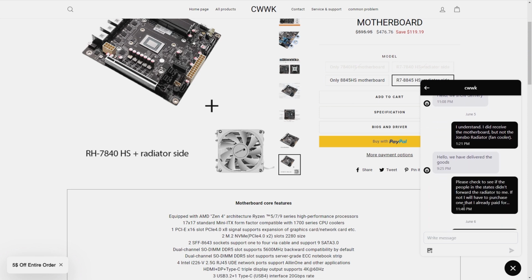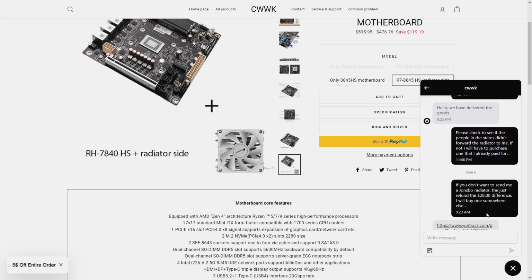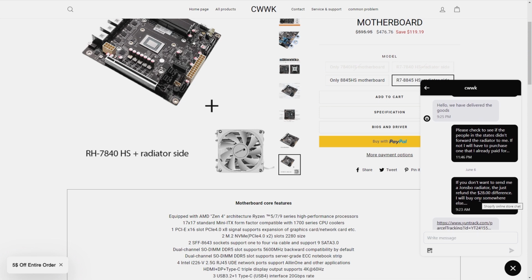It's not as bad as it sounds. Please check to see if the people in the States didn't forward the radiator to me. I think they sent it to a main place, and that place ferrets all the boxes out and mails them where they got to go. And then I said, hey, if you don't want to send it to me, just refund the $28 difference.